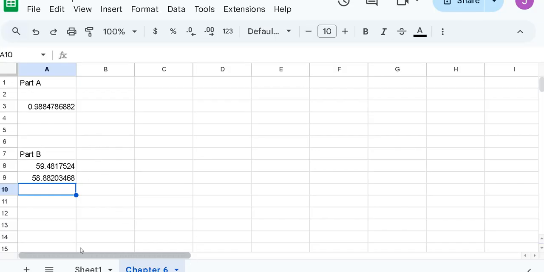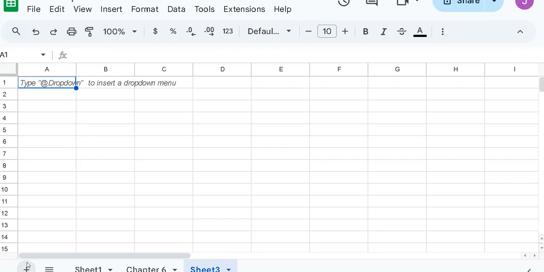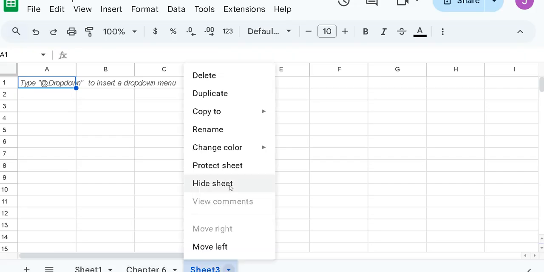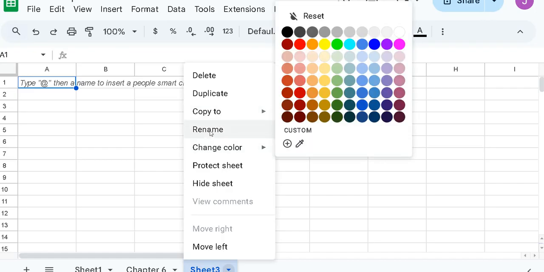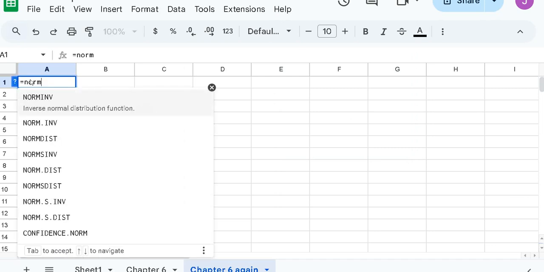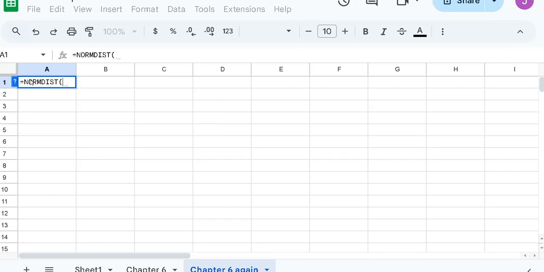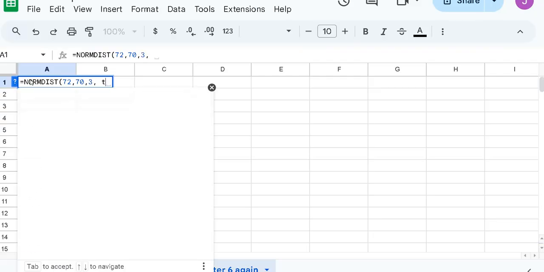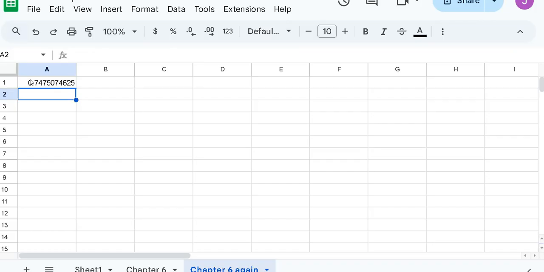So is that going to be norm distribution or norm inverse? Norm distribution. Good. You're going to start out with a number and try and find an area. So let's rename chapter 6. So let's take a look here. It would equal norm distribution 72 comma 70 comma, let's see, 3 comma true. Great. So, about 0.7475.